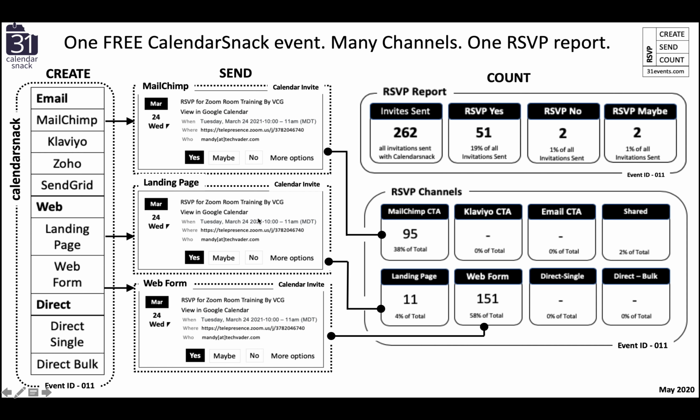The point of this slide is that you can basically go get one CalendarSnack with that event ID and use it across channels. Those channels are here, as in this slide here, event ID 011. It's the same as this CalendarSnack over here. And across those channels, we're tracking for this particular event, MailChimp, landing pages, and web forms.